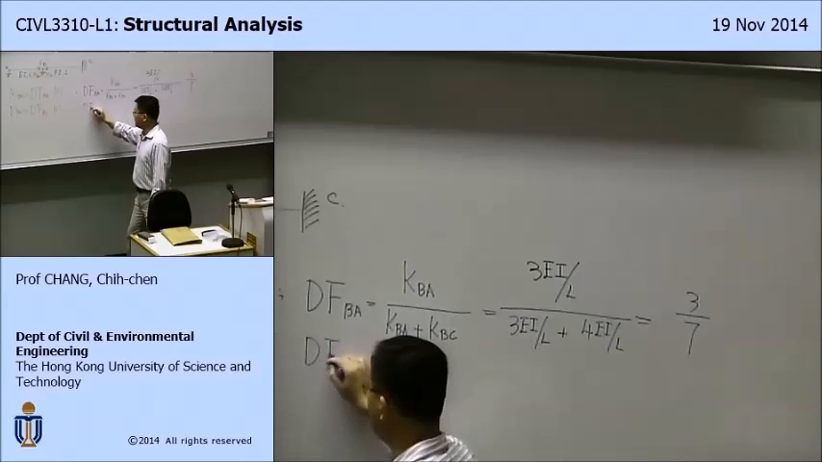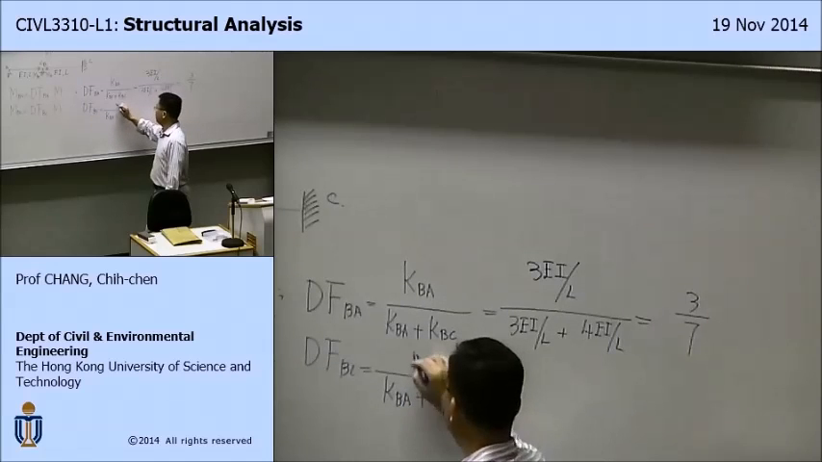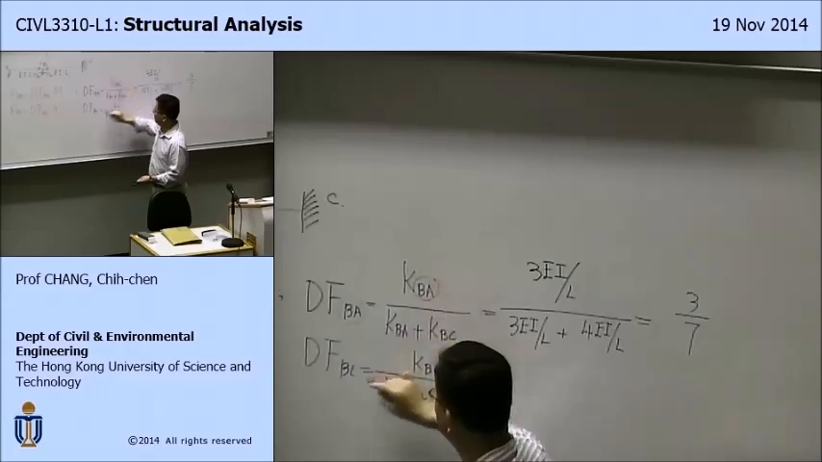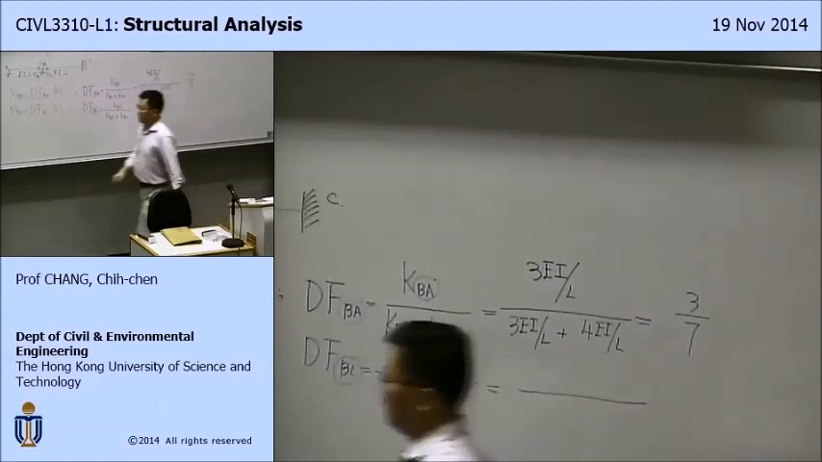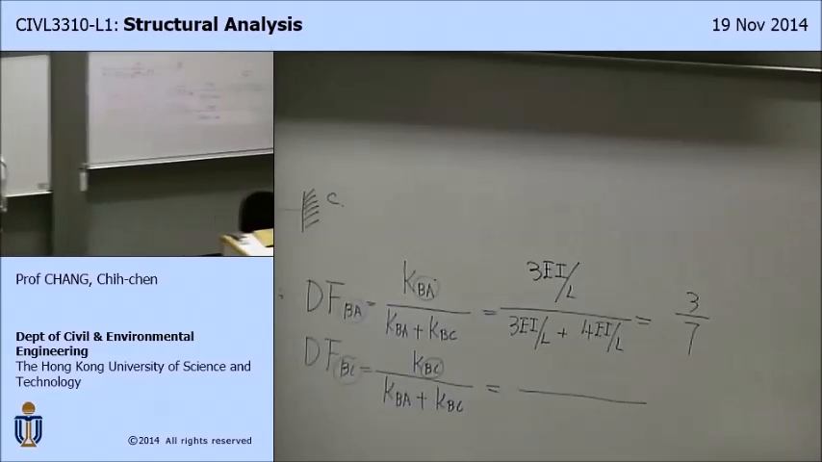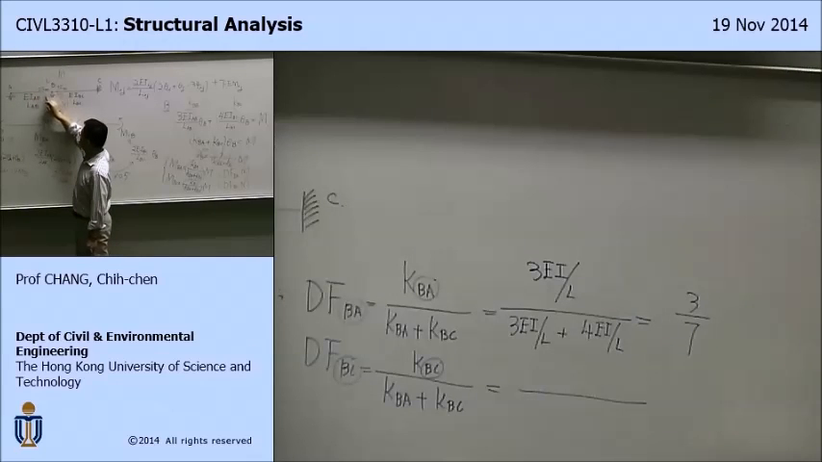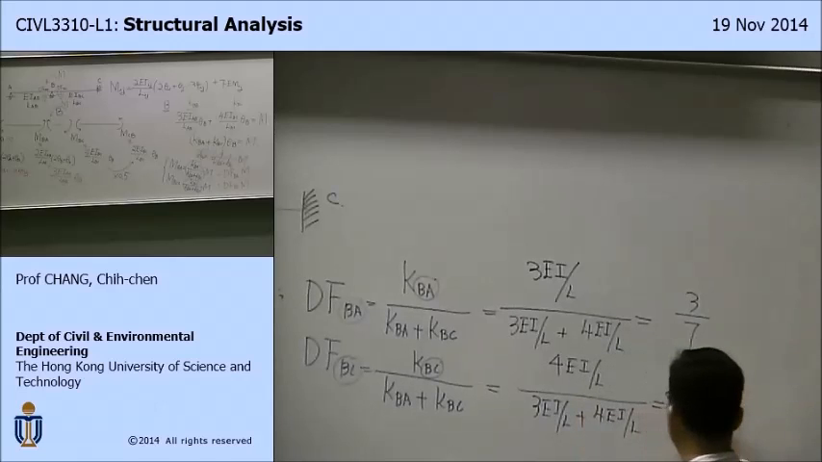Next is distribution factor BC. The denominator is the same, and on top is KBC. KBC is 4EI over L. If the far end is clamped, it's 4EI. If the far end is free, then it's 3EI. It goes like that. So this is 4EI over L, and this is 4 over 7.